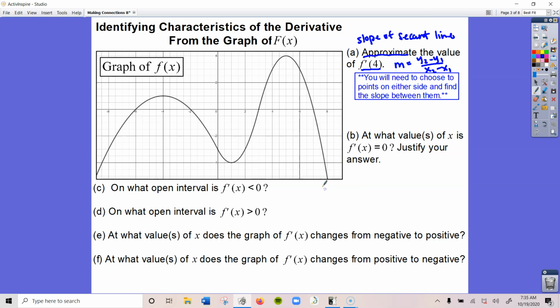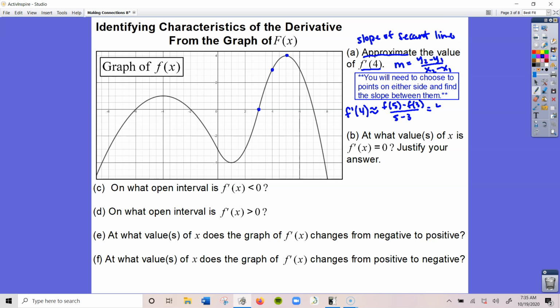So in order to approximate the value of f prime of 4, remember this is an approximation, so I have to use the symbol for approximation. If I look where x is equal to 4, which is right here, I'm going to pick 2 points on either side. So I'm going to pick f of 3 and f of 5. When I first write my approximation, I'm going to use my function notation. So I am doing f of 5 minus f of 3 over 5 minus 3.